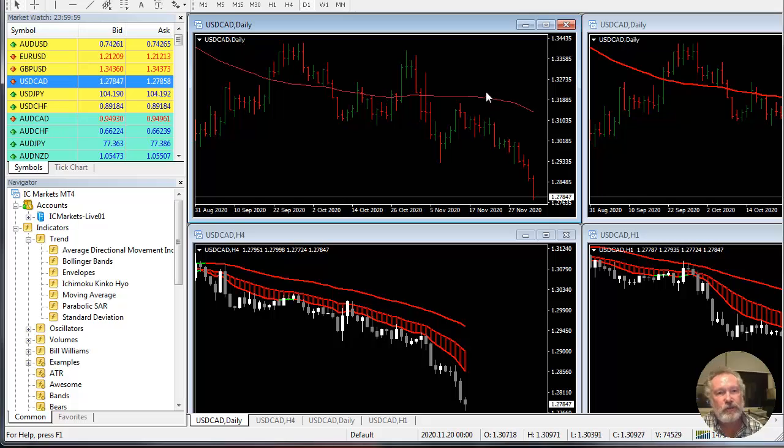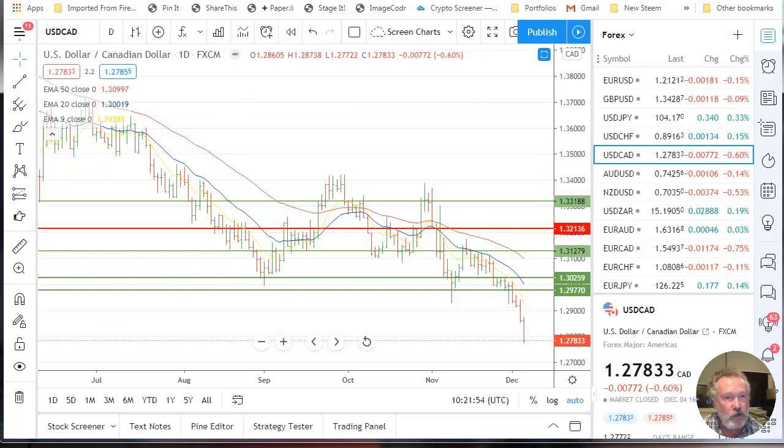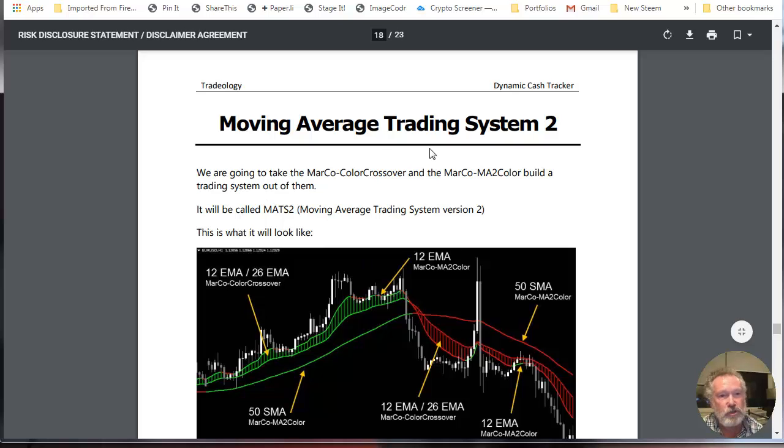So we can see here that this chart has been flat for a while and it is now trending down. So we are interested in this trade. Now the question is, how do these indicators work and how easy is the system to use? So I'm going to step out of there and go down into the moving average trading system.